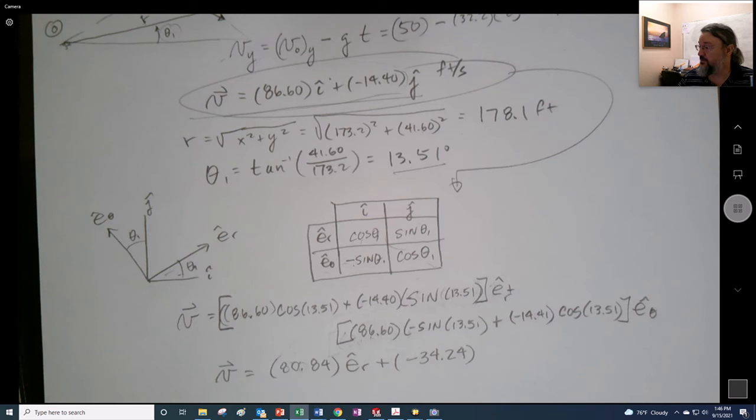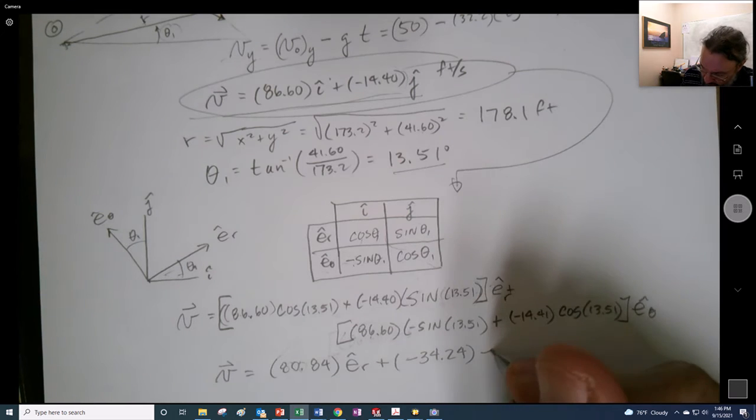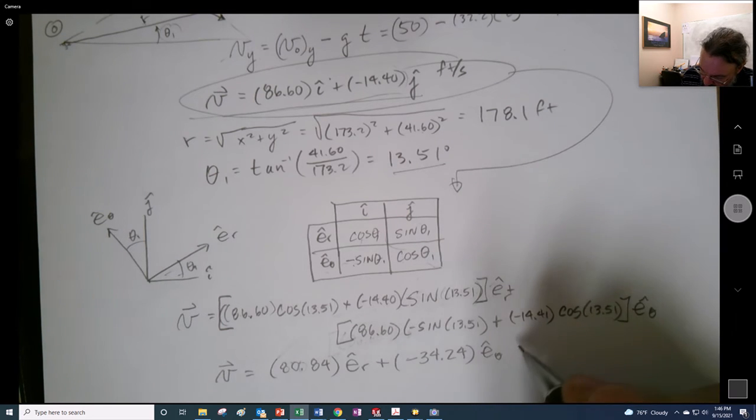Let me see if I matched up. My numbers are slightly off for some reason. No, I was looking at acceleration. Yeah, no, I got the correct one. Okay, good.